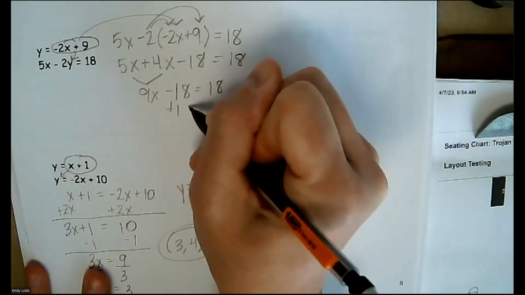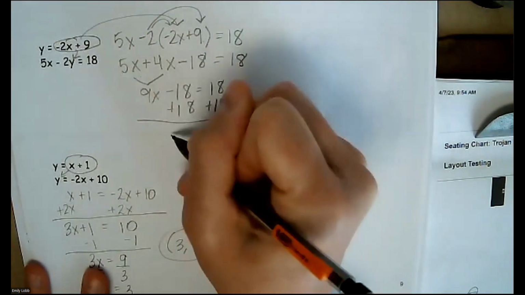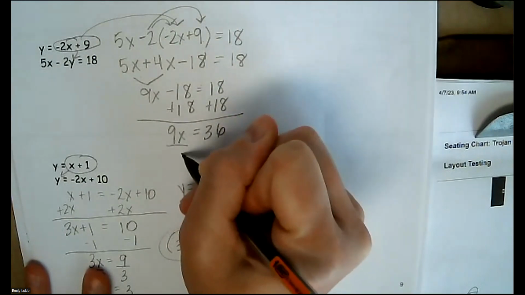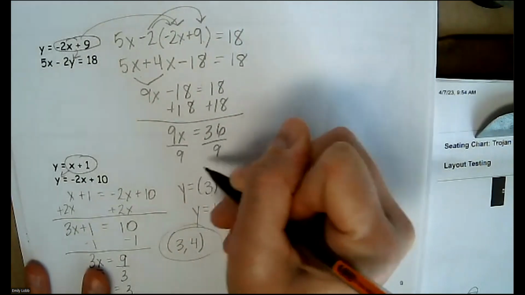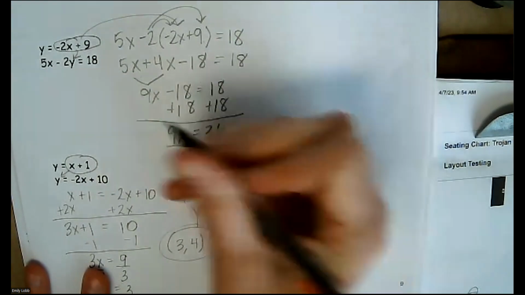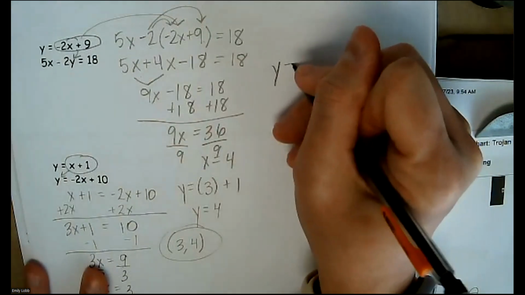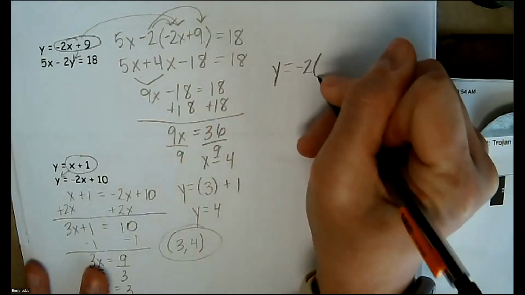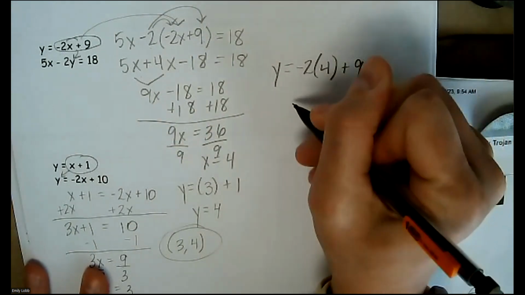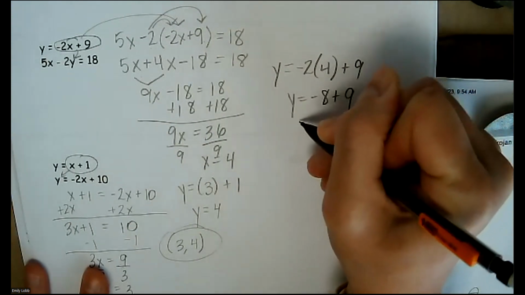I've got to get rid of that negative 18. And then I have 9x is equal to 36. Divide both sides by 9. So x is equal to 4 here. I'm not quite done. I've got to put it back into my equation. Y is equal to negative 2 times 4 plus 9. So y is equal to negative 8 plus 9.